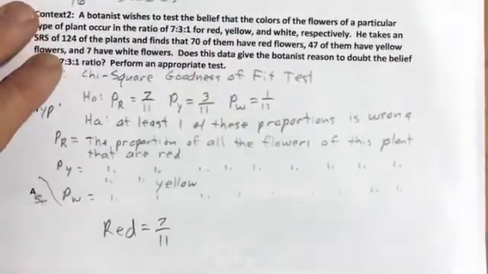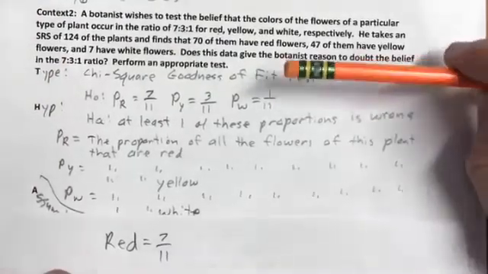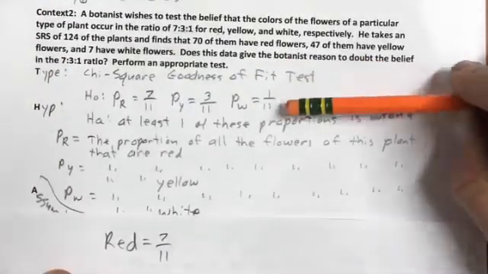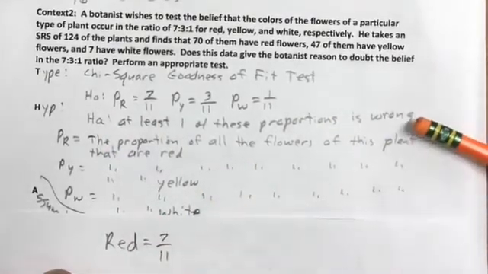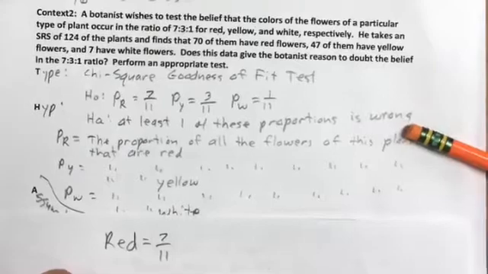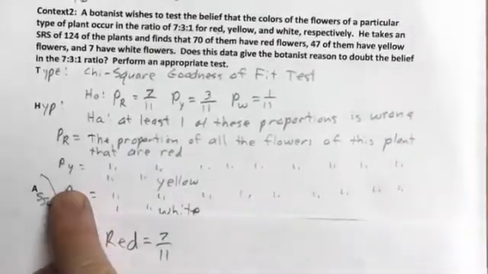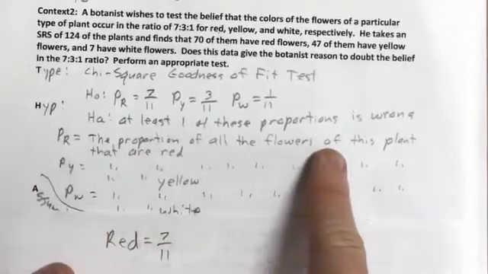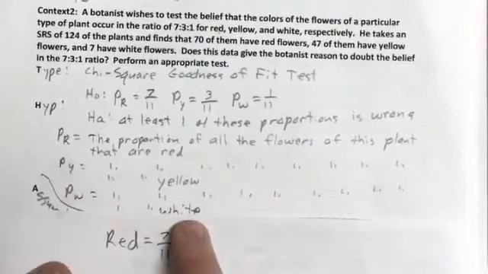And so your null is just the hypothesized proportions. And then the alternative, once again, is going to be the same thing for every problem in this section, and that is that at least one of these proportions is wrong. Okay, then you define your proportions. P of R is the proportion of all the flowers of this plant that are red. P of Y is for yellow, and P of W is for white.